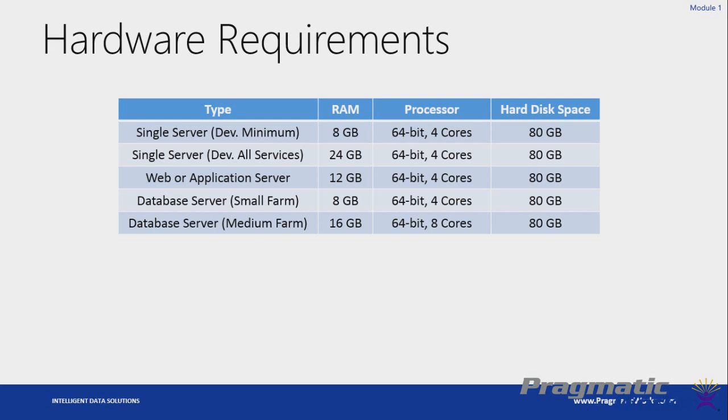So for what we're doing here, if you want to have a single server, just a minimum development server, 8 cores or 8 gigs of RAM is probably going to be the minimum that you want.